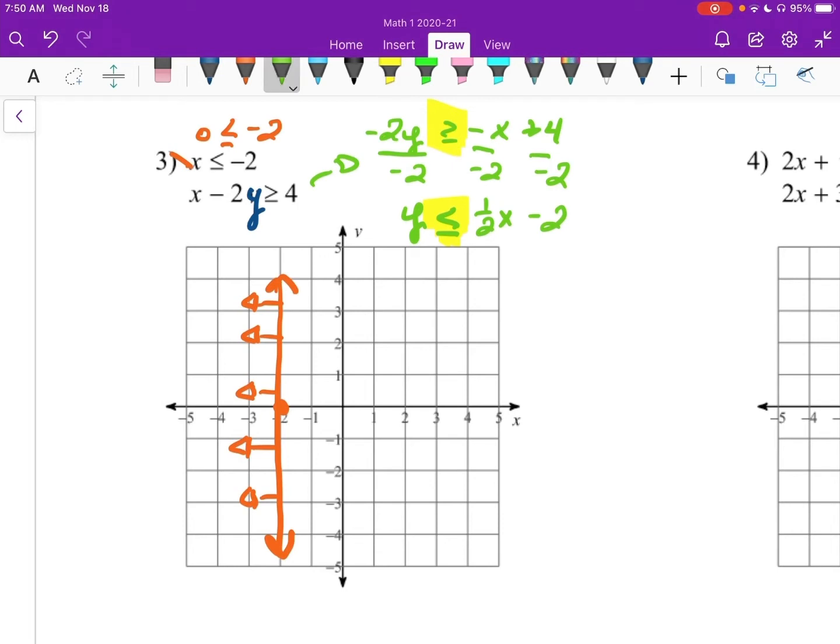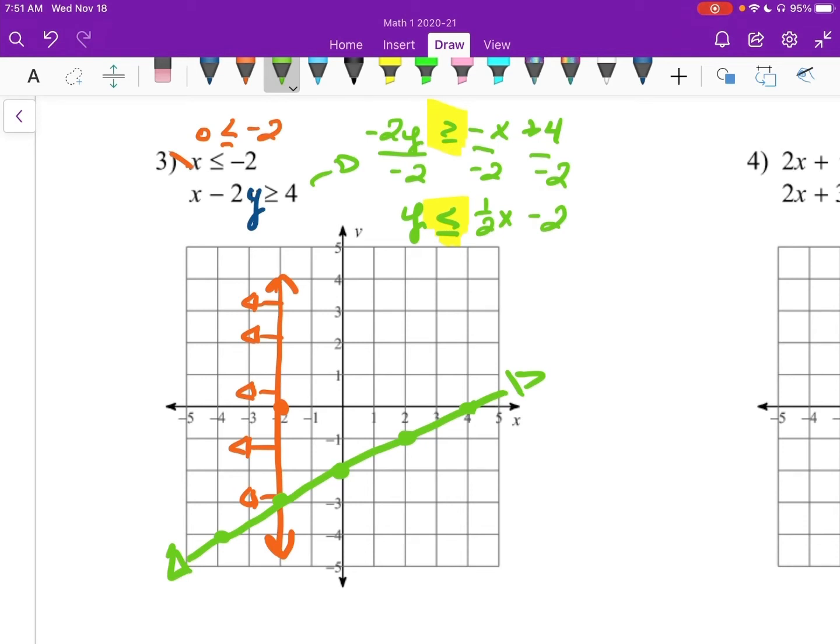So now we've got this written out in slope-intercept form. My intercept is at negative 2. My slope is 1/2, so up 1 over 2, or down 1 left 2. I can draw my line through it. It's a solid line.